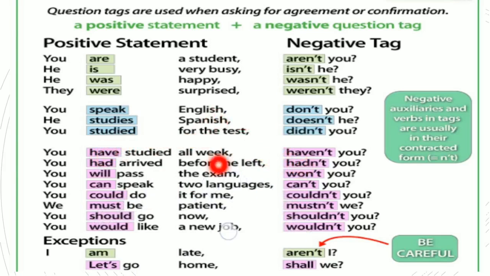Now there are certain exceptions. For example, I say, I am late. Here am will become aren't. So, I am late, comma, aren't I? Let's go home. So let's together, we'll go home now. So let's go home, shall we? It is understood. It is a plural form. So it becomes shall we.